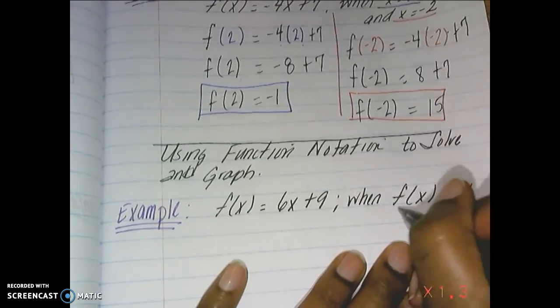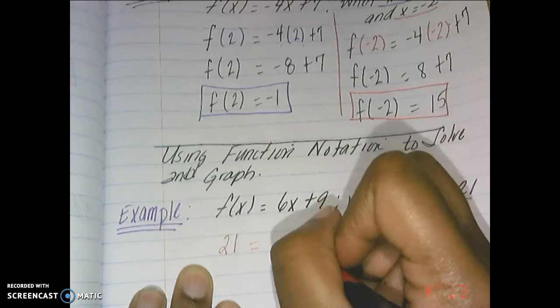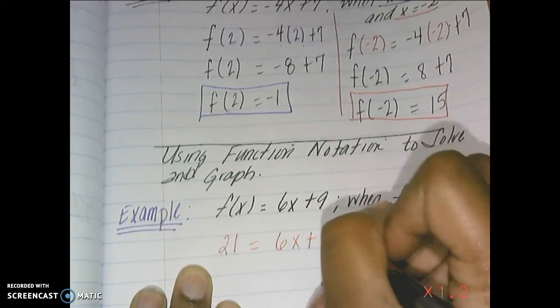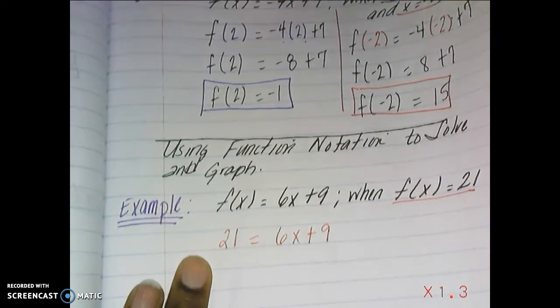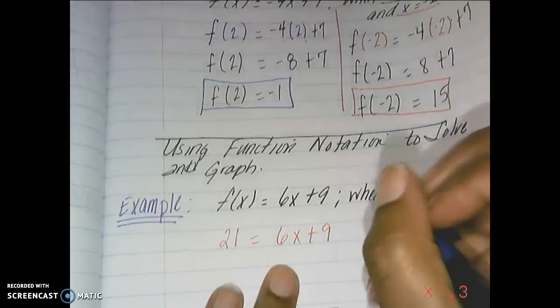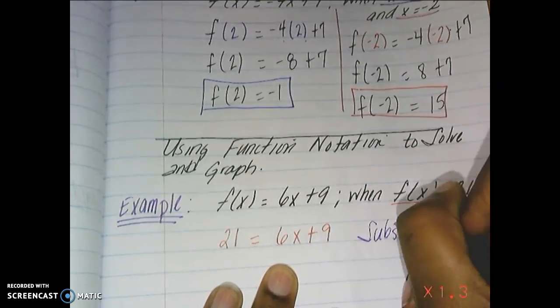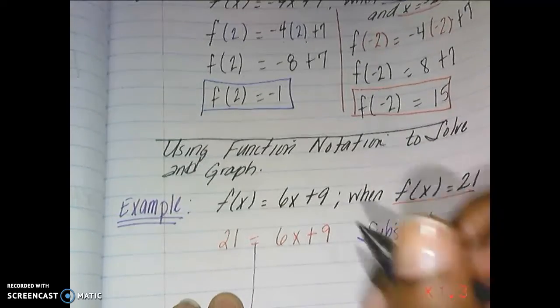So in replacing f of x with 21, I'm going to say 21 equals 6x plus 9. And this is why we solve two-step equations. So all I did first was just substitute it in. Okay, and now what I'm going to do is subtract.